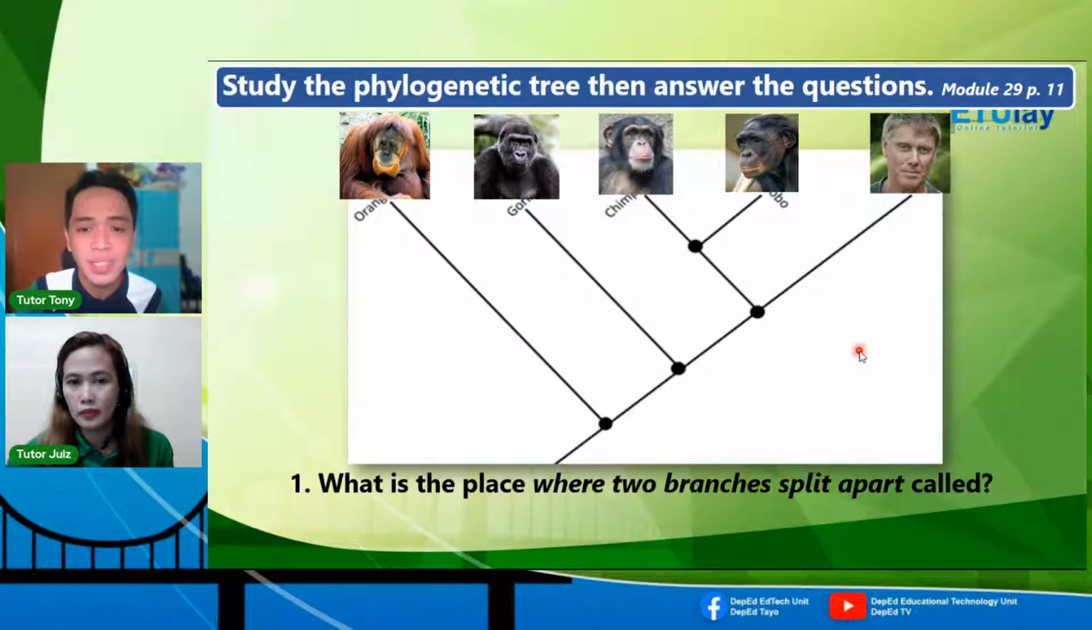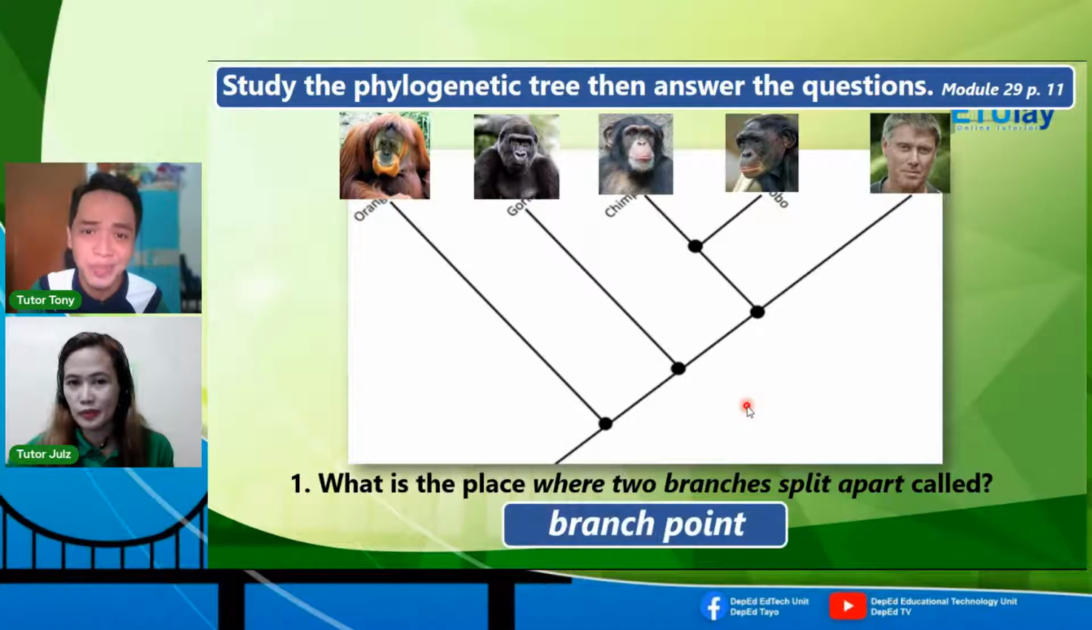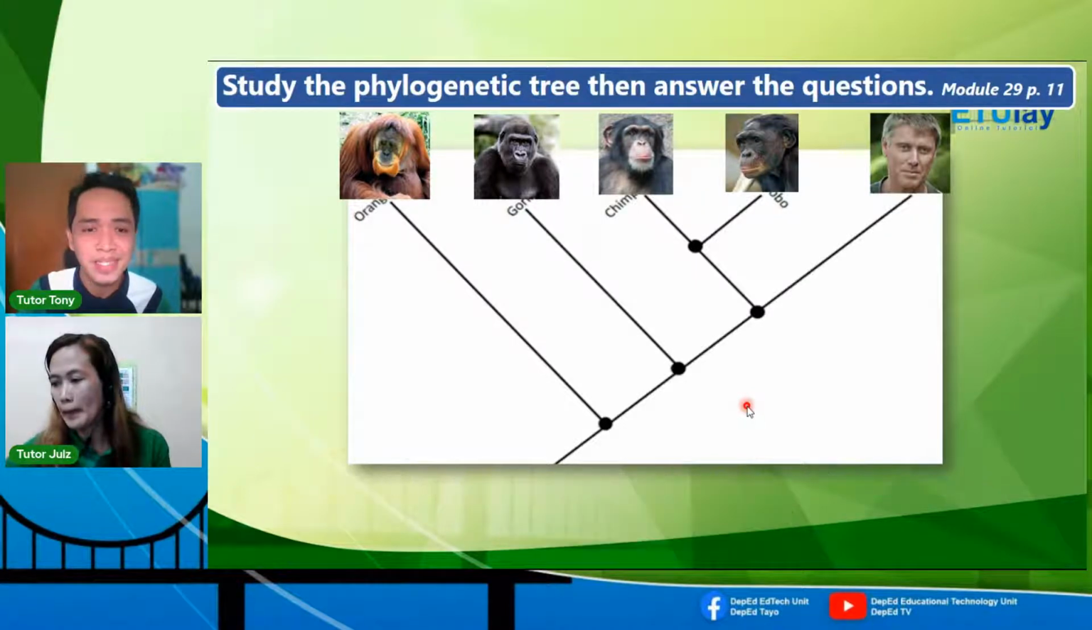What is the place where two branches split apart called? Ano mga tawag dyan sa mga branch na yan, mga points na yan? Ayan, nandun na yung clue terms natin. That is called the branch point. Okay? Next, ayan. So maraming salamat sa ating 130 live viewers. Grabe, maraming salamat sa inyong suporta.